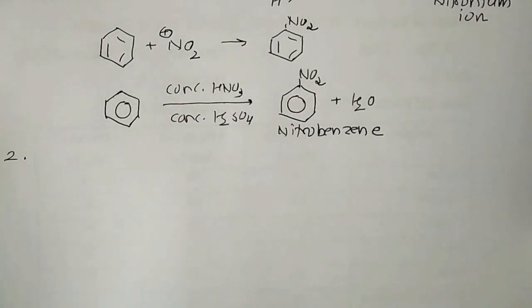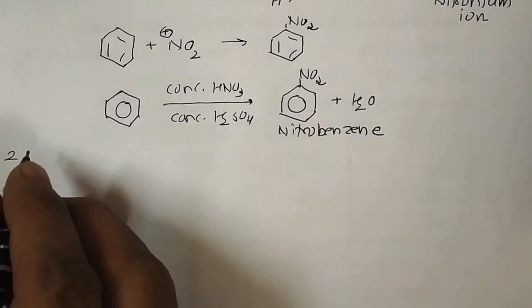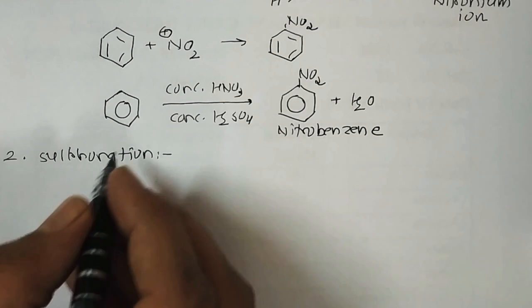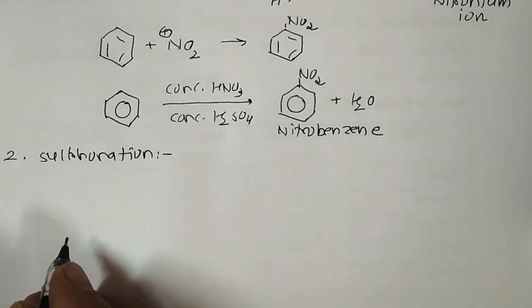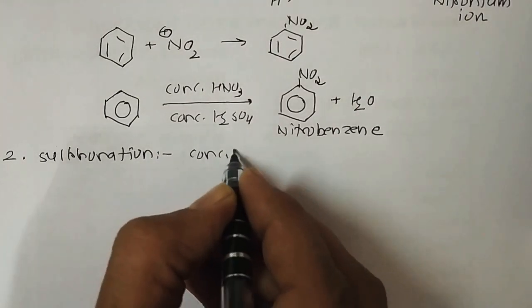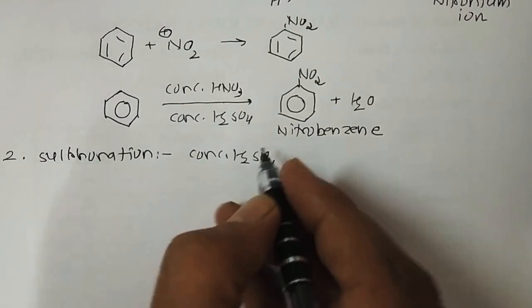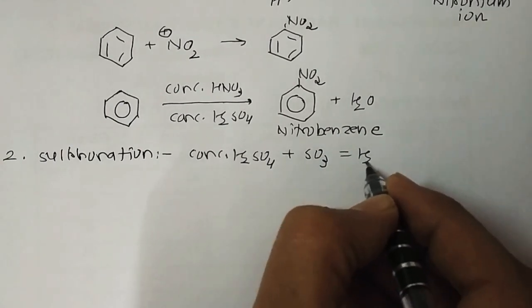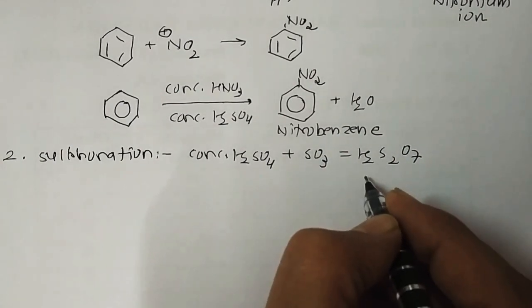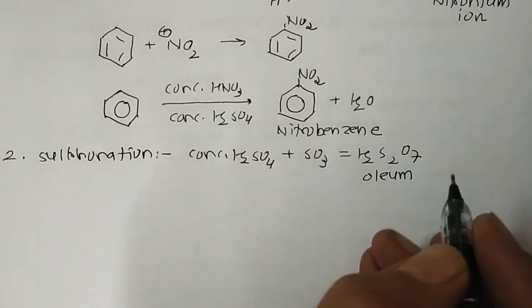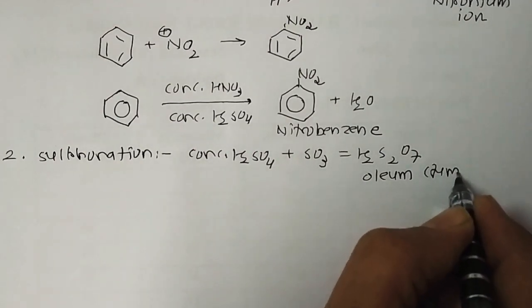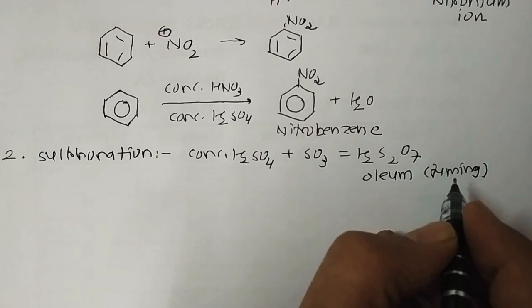Okay, now the next point, number 2, is sulfonation. Sulfonation is carried out by treating benzene with concentrated sulfuric acid or oleum. As we know, concentrated H2SO4 plus SO3 gives H2S2O7, which is sometimes called oleum, and this oleum is fuming H2SO4.